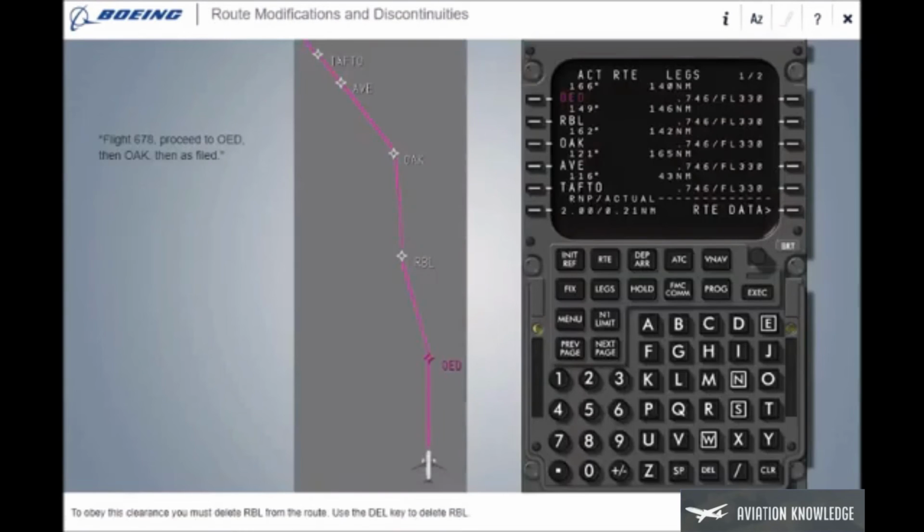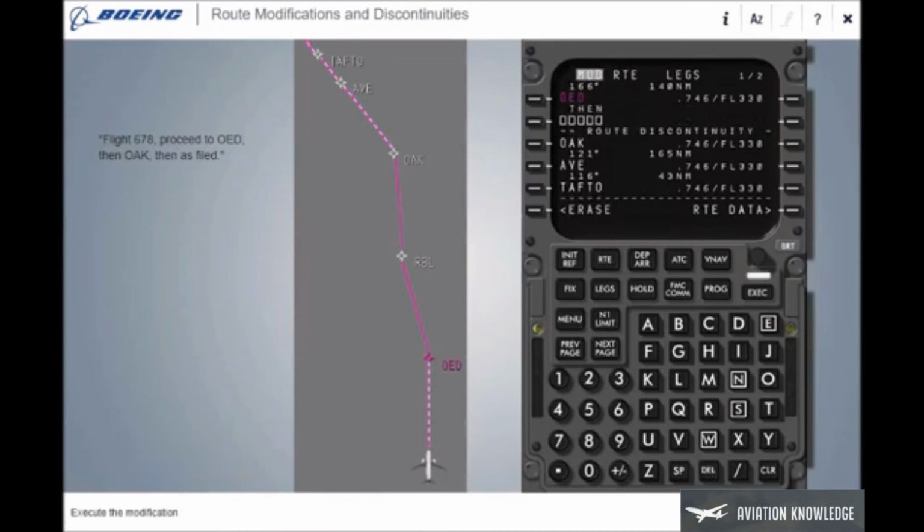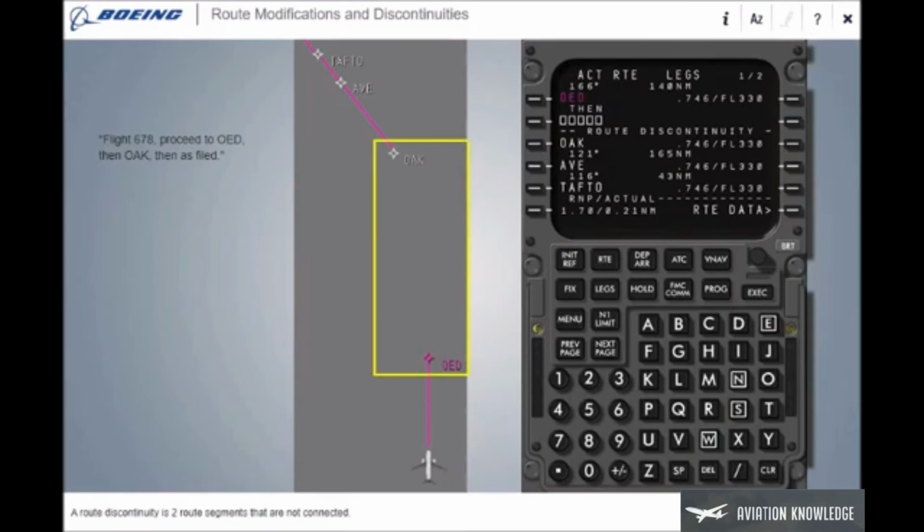To obey this clearance, you must delete Red Bluff from the route. Use the delete key to delete Red Bluff. Execute the modification. All waypoints except the active waypoint can be deleted with the delete key. A route discontinuity shows where the waypoint was deleted. A route discontinuity is two route segments that are not connected.